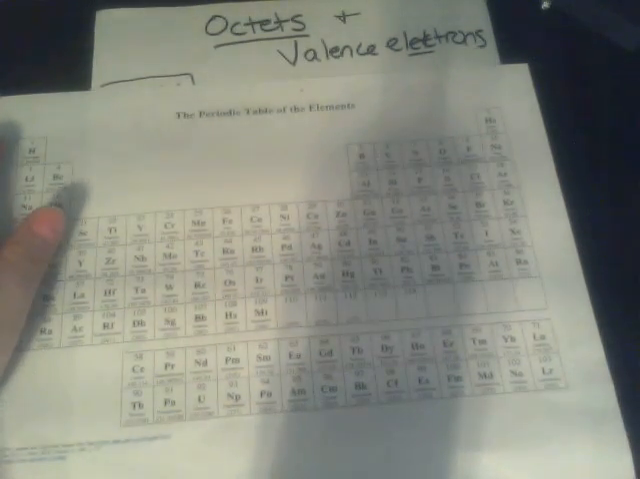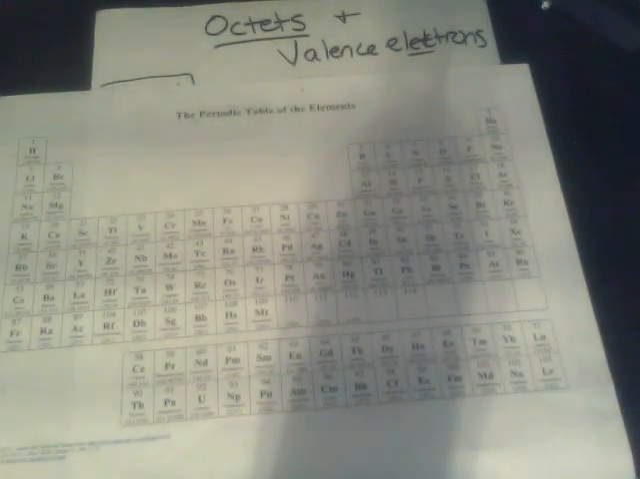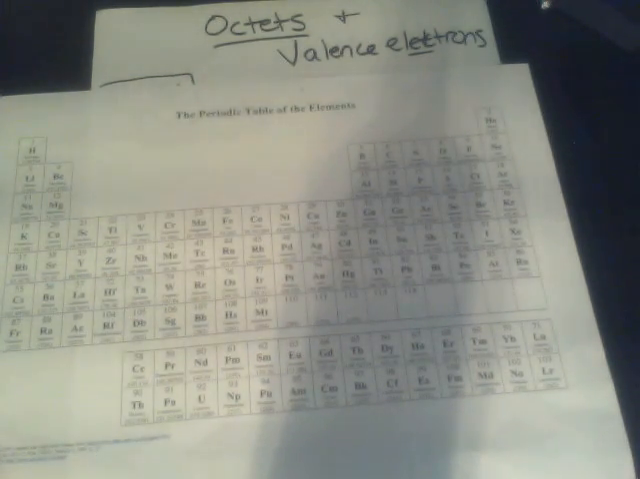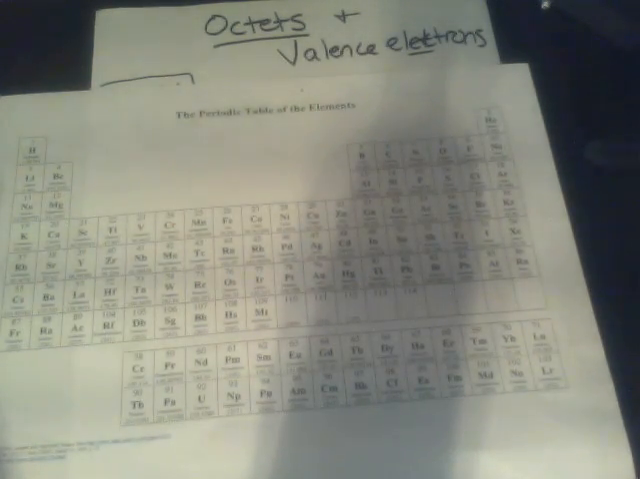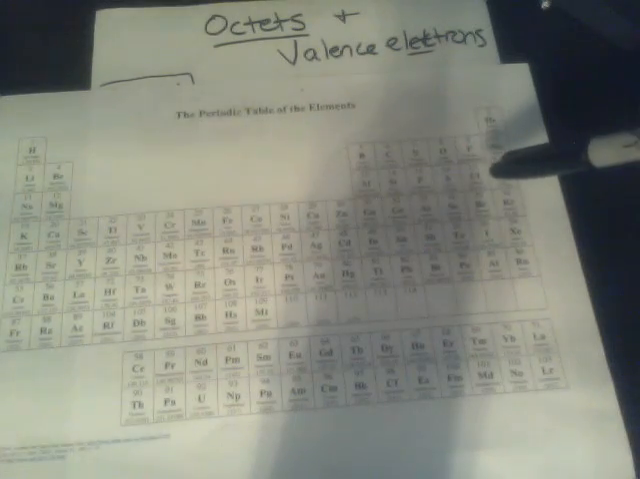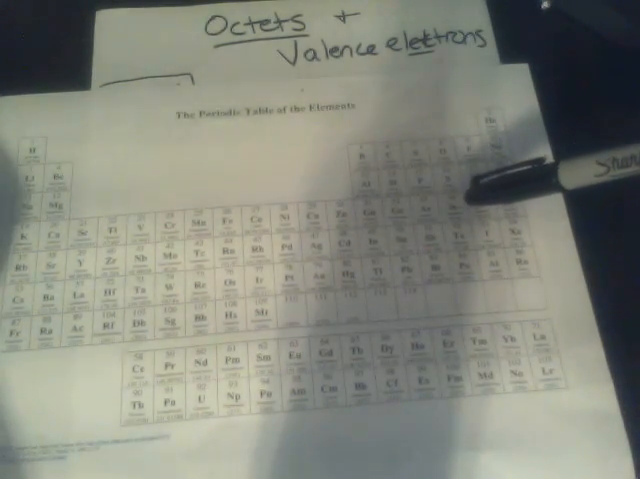So for this video, we're going to go over some ideas about what an octet is and what a valence electron is. So octet meaning 8, right? And from last chapter, we learned about valence electrons. They're the electrons that are in the outermost layer. So for octets, that means that you have 8 valence electrons.